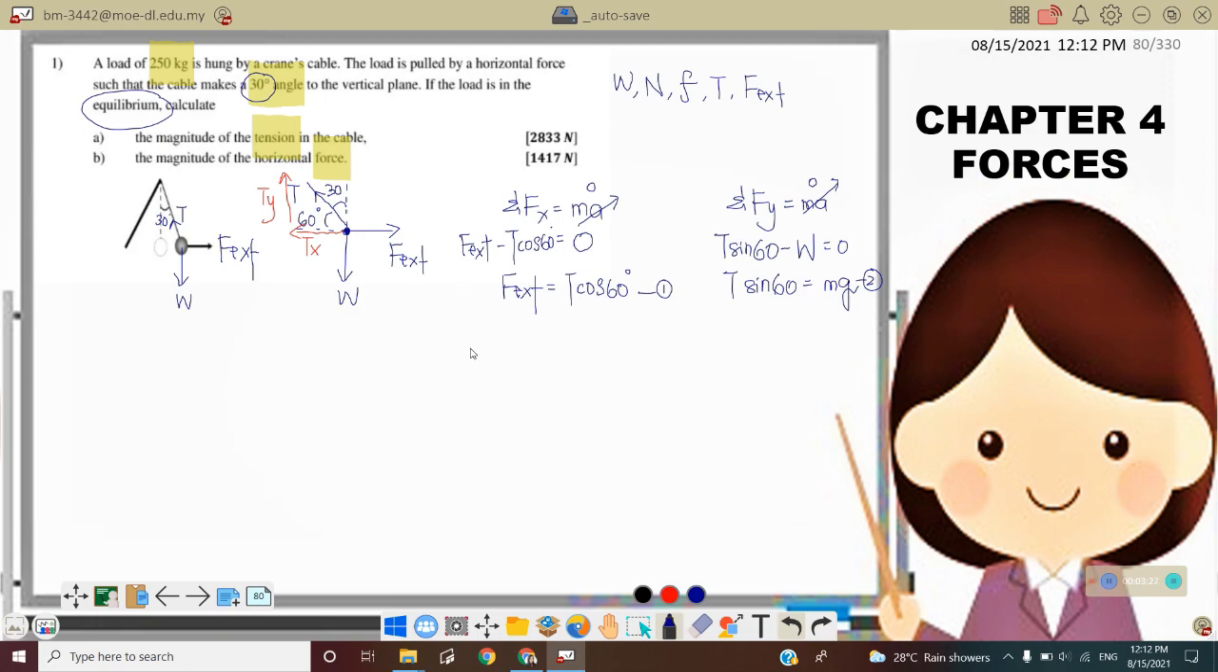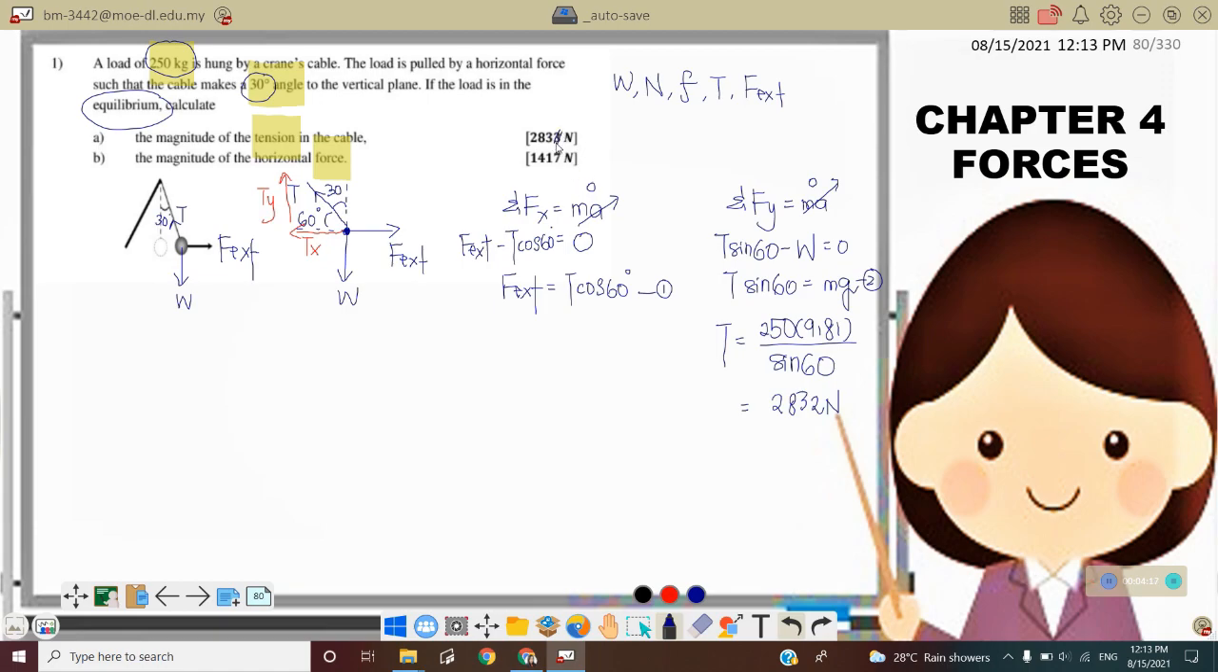After that, you can solve them simultaneously, where we know that m here is given as 250. So we can write T equals mg, 250 times g, which is 9.81, over sin 60. You don't need to substitute a negative here. We only take the magnitude, 9.81, because we already considered the negative direction, showing downward, just now. So we don't need to substitute a negative into 9.81. Then divide by sin 60. So the tension that we get on the cable is 2,832 Newton.